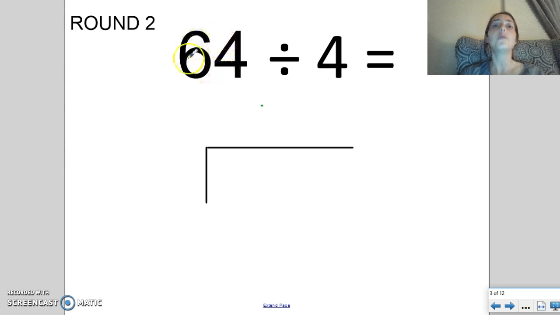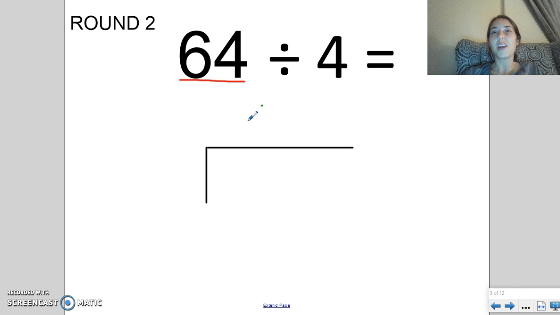maybe we have 64 pieces of candy that we got for Halloween, and we want to split those 64 pieces of candy evenly between 4 of our friends. We want to figure out how many each of them are going to get. So I'm going to put the amount that I'm starting with, my total that I'm beginning with, that's my dividend, and it's going to go inside the house. So I have 64 pieces of candy. And I'm going to divide those evenly between my 4 friends.